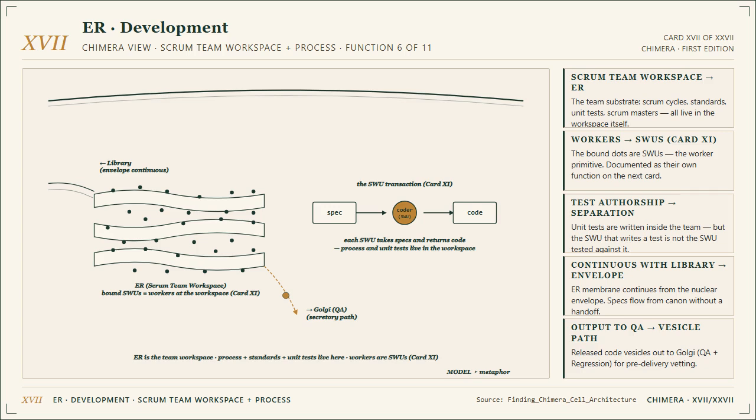A cell organizes specialized information processing in compartments. Development is the team workspace, bounded, structured, authored with deliberate separation, and granted the bypass that lets the work actually happen.